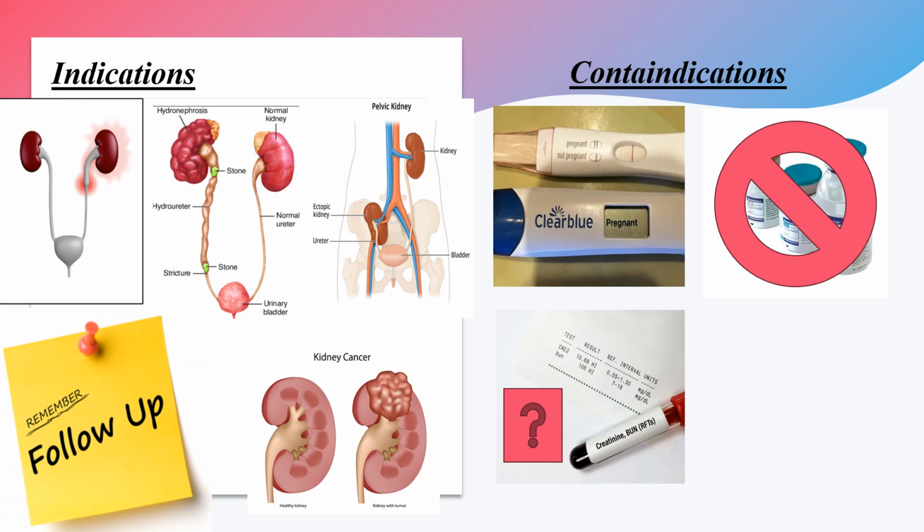Now, what are the indications of doing CT urography? At first, stricture of the ureter or ureter narrowing, then hydronephrosis. Here you can see this is a hydronephrotic kidney. Then ectopic kidney can also be an indicator. Then preoperative follow-up can also be an indication for CT urography, and kidney metastasis or kidney cancer.